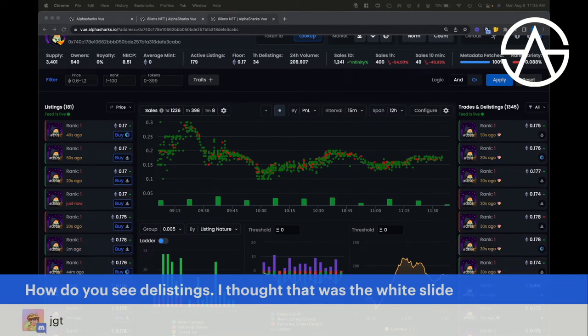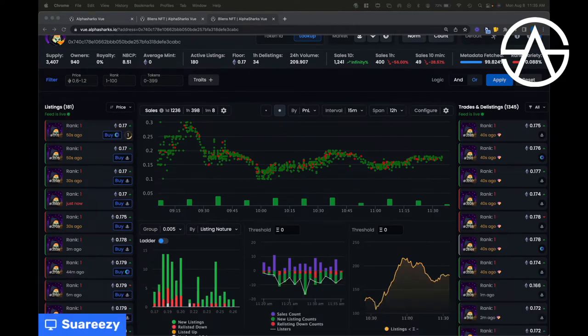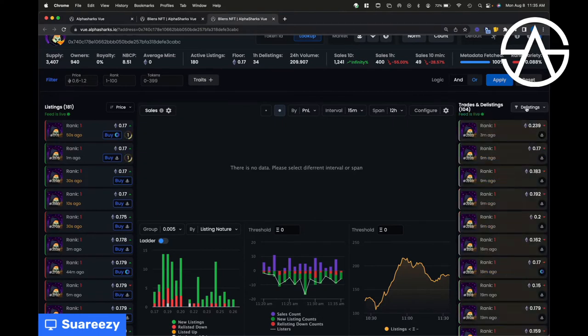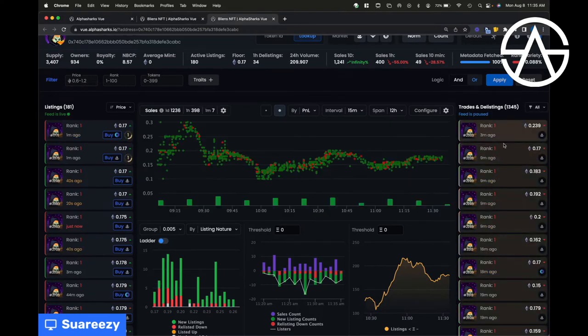JGT, how do you see delistings? I thought there was the white slide. Yeah, so that's how you pull up the delistings. You can either just filter them, or just look out for the ones that are highlighted. You also have a delistings hourly metric up here as well.